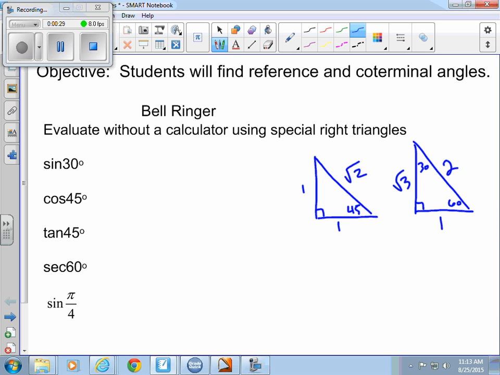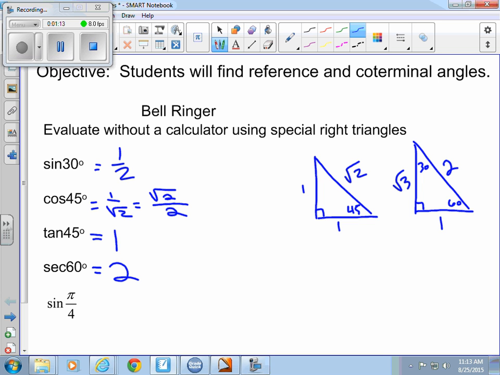And a 1, 1, radical 2. So the sine of 30 degrees, opposite over hypotenuse, is? Cosine of 45? 1 over radical 2. Tangent of 45. Secant of 60. Good. Opposite of cosine. So the cosine of 60 would be 1/2, so secant would be 2 over 1.